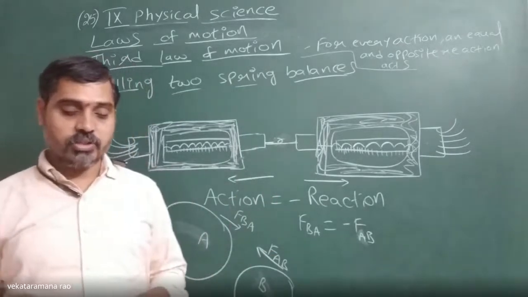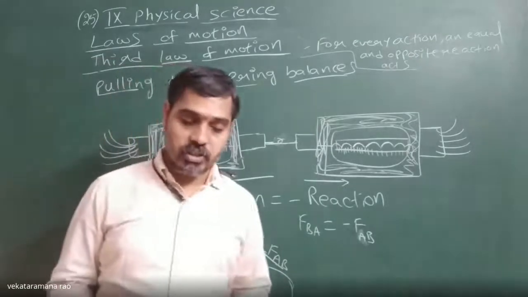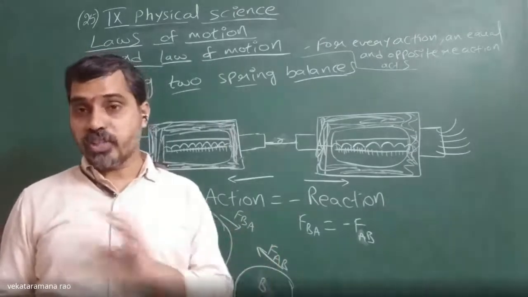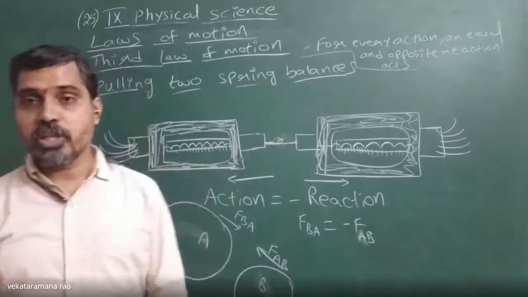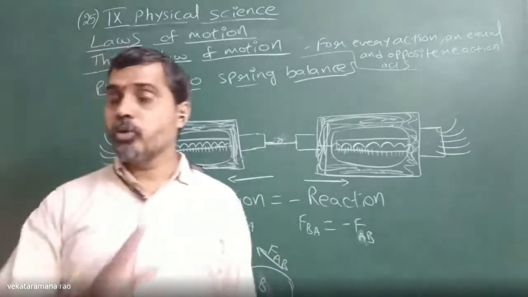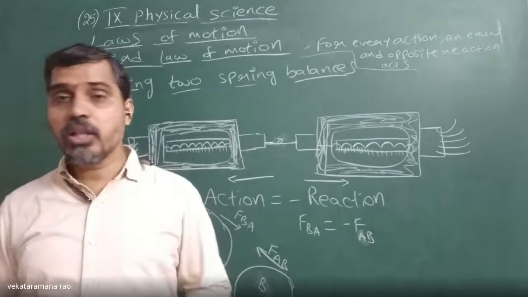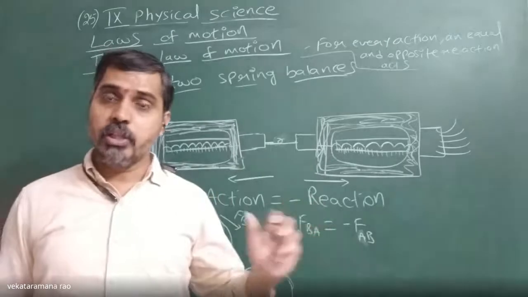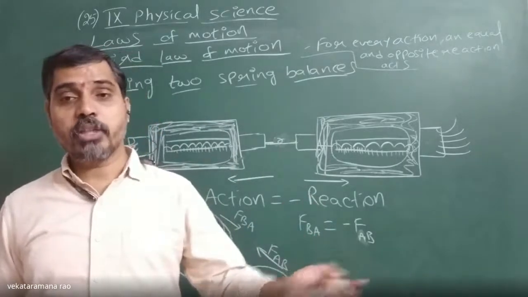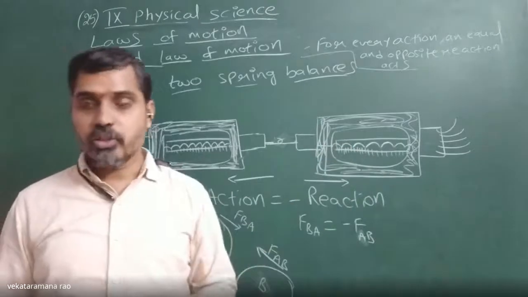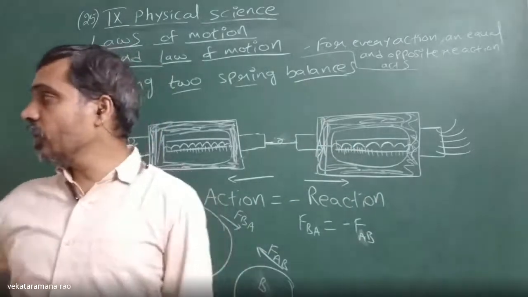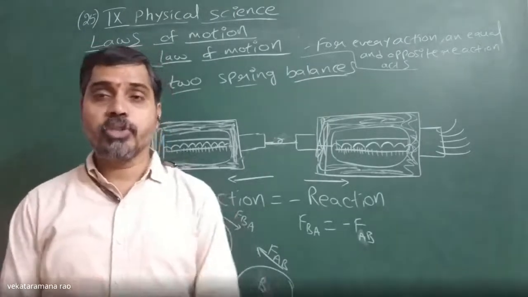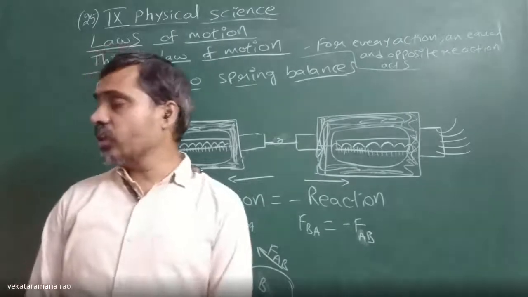So the action-reaction pair in Newton's third law represents forces acting on two different bodies simultaneously, but not forces acting on the same body. One force acts on one body by the other body, and the other force acts by the other body on the first body. So we can tell that Newton's third law is nothing but: for every action there will be an equal and opposite reaction. We already discussed examples.